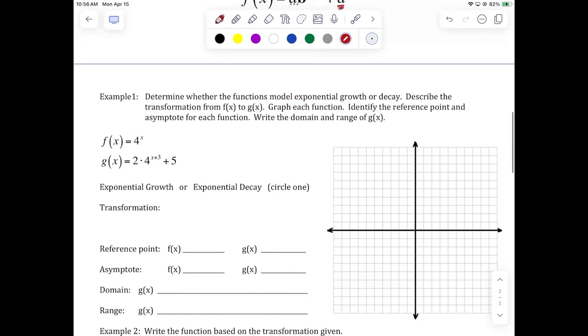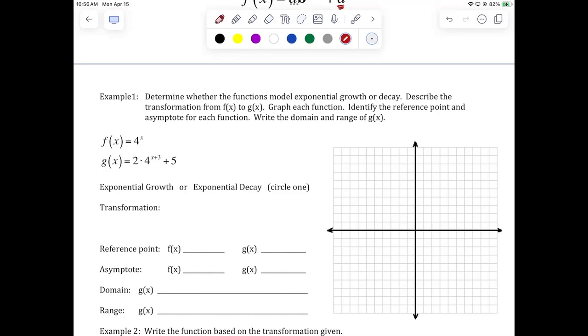Okay, let's try it out. Example 1. Determine whether the function models an exponential growth or decay, and then describe the transformations from f to g, and then graph it. Identify the reference point and the asymptote for each function. Write the domain and range.